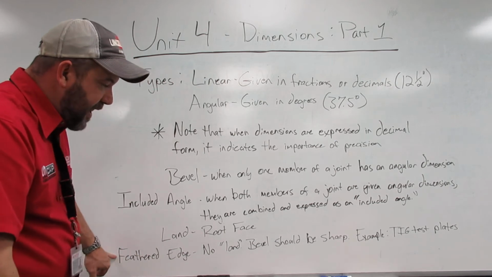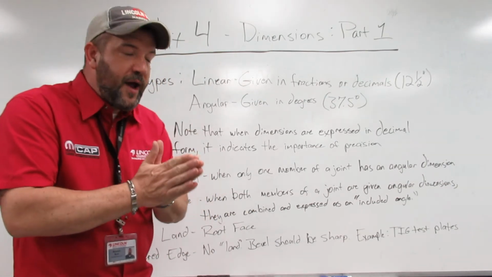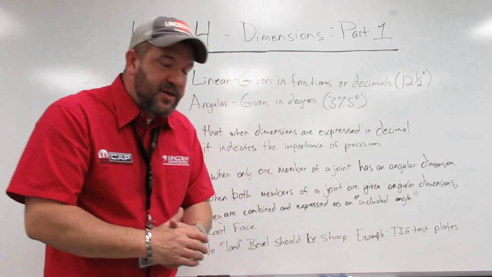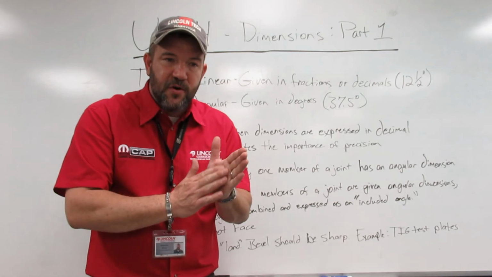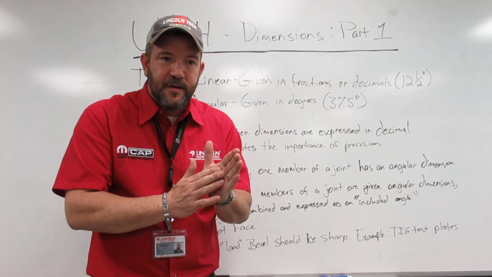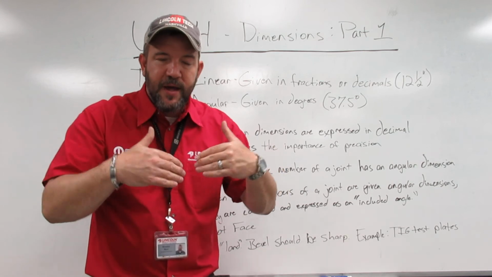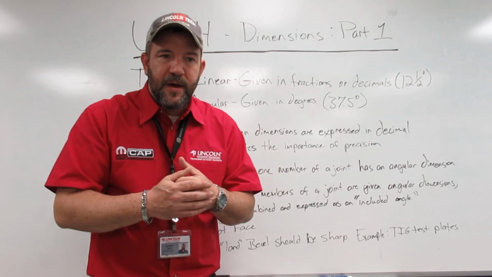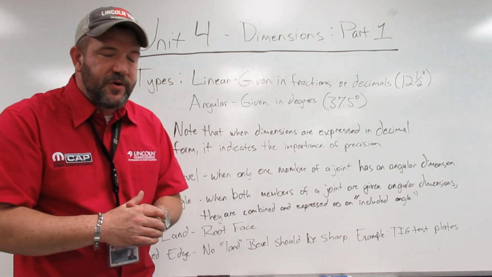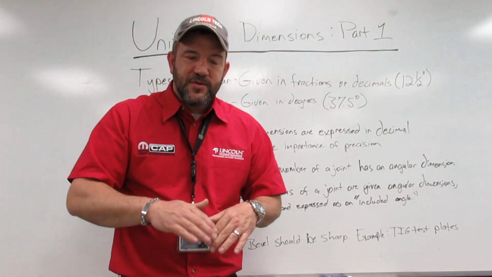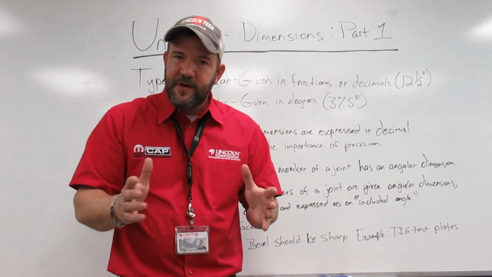Now a feathered edge is when there is no land. An example of that is your TIG test plates. That's when no flat surface is necessary on a test plate. They're just real sharp edges, and that way it breaks down faster. Like I say, that's what you'll be doing for your TIG test plates. So when there's no root face or land, it's known as a feathered edge.